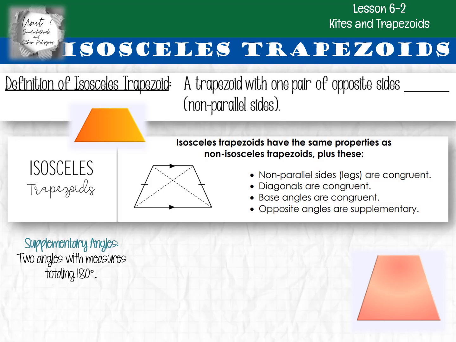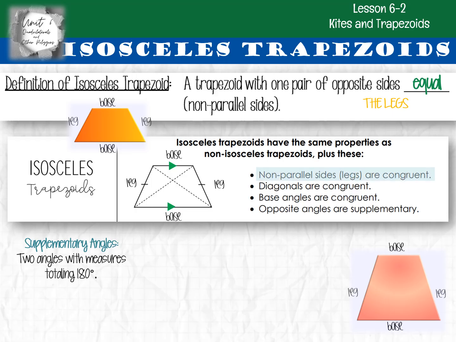Definition of isosceles trapezoid: a trapezoid with one pair of opposite sides equal. Those are going to be the legs. So those are the parallel sides. In the little box, isosceles trapezoids have the same properties as non-isosceles trapezoids plus these. So the non-parallel sides, the legs, are congruent. Already have those marked there. The parallel sides are called the bases.